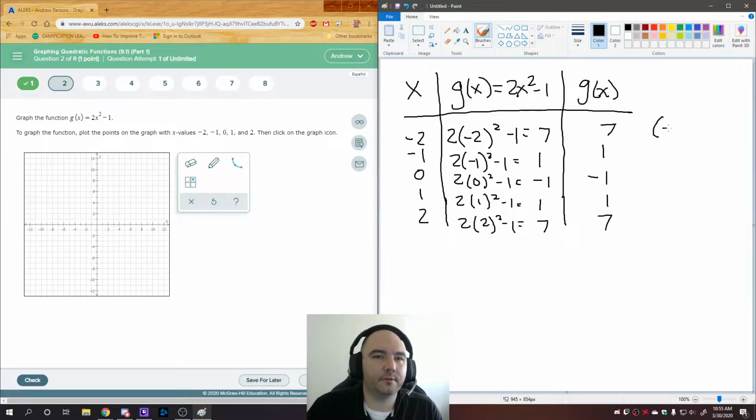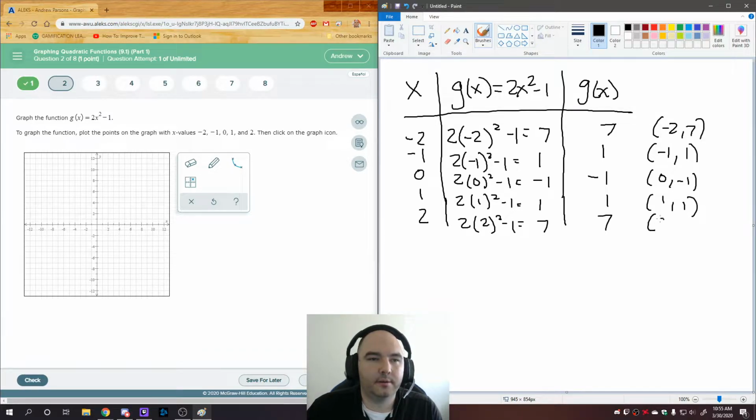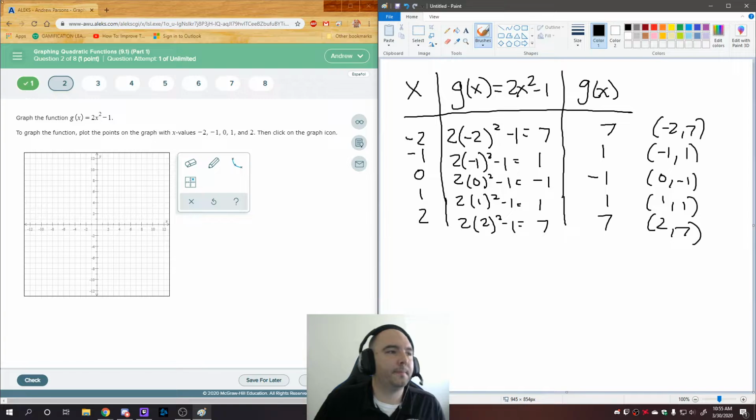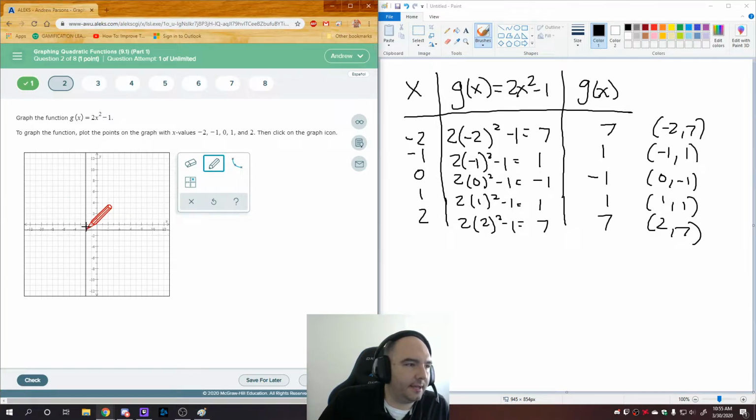And if you prefer to write ordered pairs to show what you're about to graph, I plugged in the x values and I got out the y values. So let me put them as a pair so we know how to graph. -2, 7. Perfect. All right, so we're going to put a point at -2, 7, -1, 1, 0, -1, 1, 1, 2, 7.